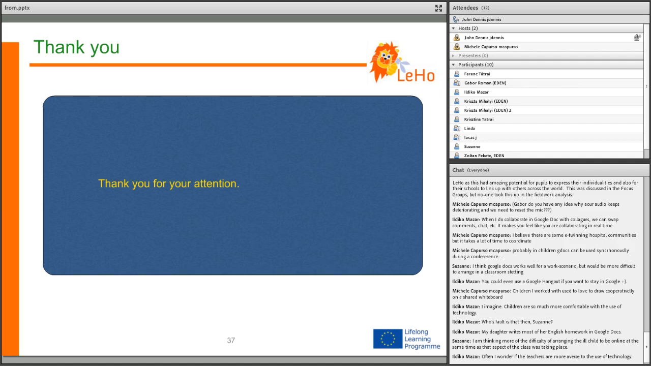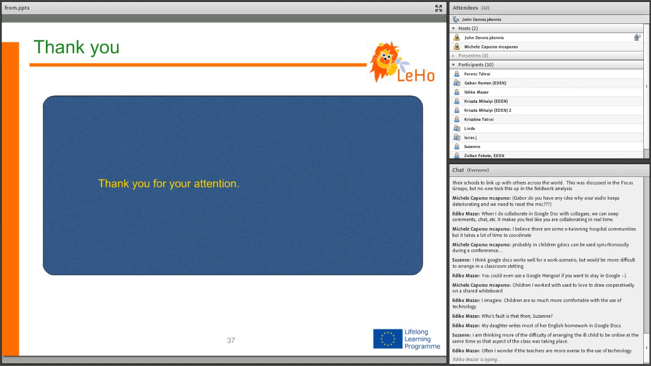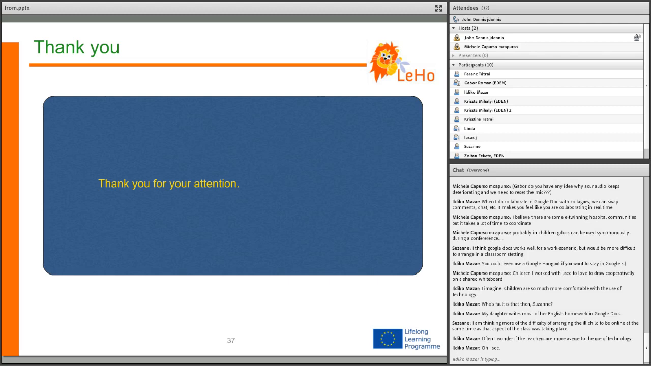Exactly. So the idea is the difficulty is arranging for the child with the medical condition to be online at the same time. Yeah. And that could be a potential problem. So maybe you're more likely to have asynchronous communication through Google Docs, yeah.